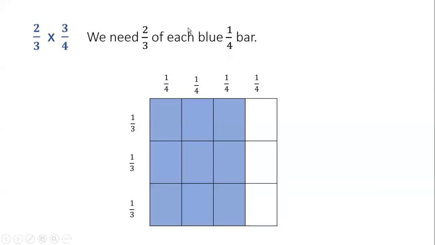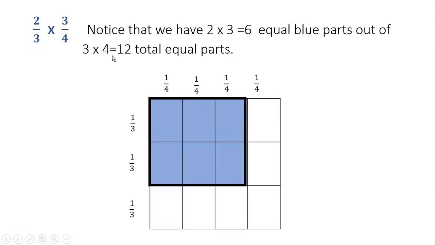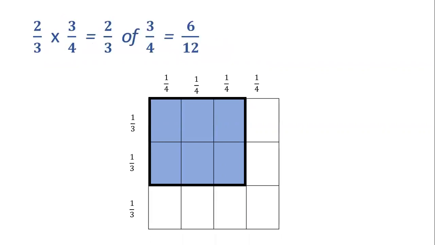We need 2/3 of each blue 1/4 bar. So let's outline that. And here I've outlined 2/3 of the first bar. And now I've outlined 2/3 of the first 2 bars. And now I've outlined 2/3 of the 3 shaded bars. Notice that we have 2 times 3, or 6 equal blue parts out of 3 times 4, or 12 total equal parts. 2/3 times 3/4 is equal to 2/3 of 3/4, which is equal to 6/12.